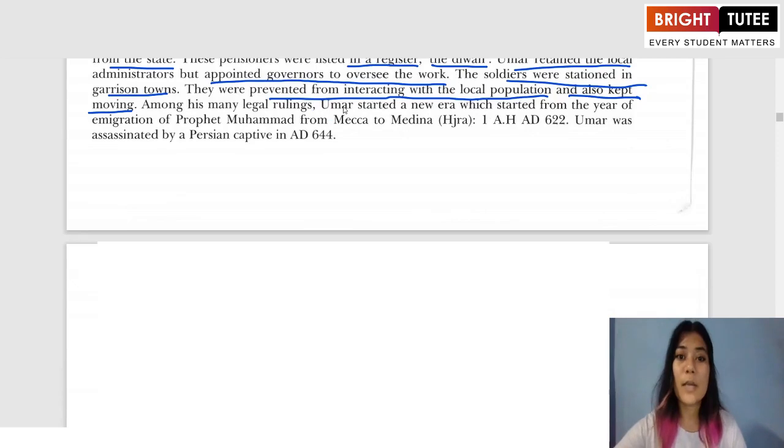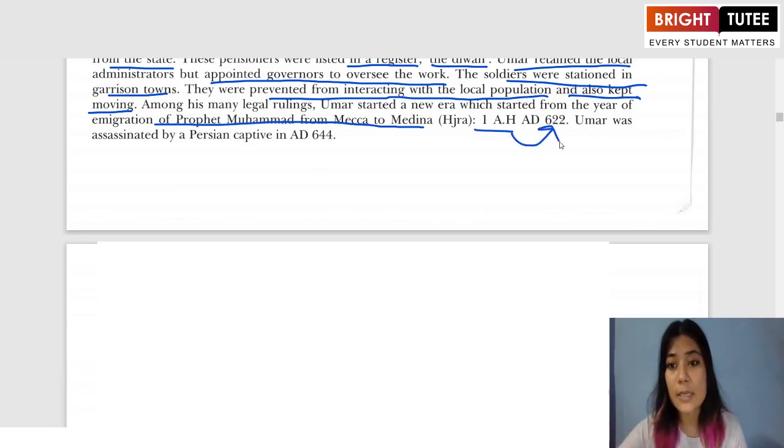Caliph Umar started a new era that began from the year of the immigration of Prophet Muhammad from Mecca to Medina. That year was called 1 AH in the Muslim calendar, but it was actually 622 AD. So 622 AD indicated the first Muslim year. Caliph Umar was assassinated by a Persian captive in the year 644 AD.